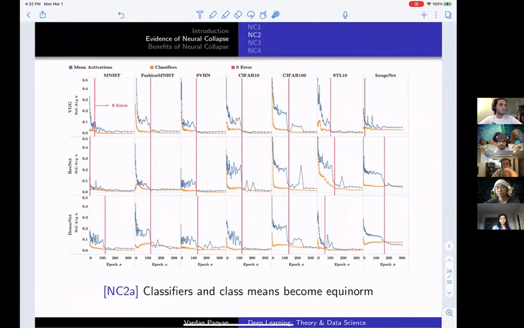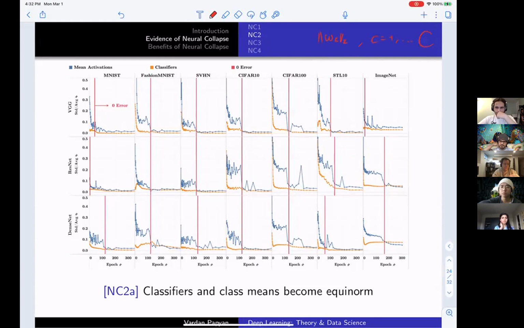So the next plot has a very similar structure, except that it's showing something else on the y-axis. So here you have on the y-axis a standard deviation over the average of the norms of the classifiers or the means. So what does this mean? Imagine you take all of the classifiers, and for each one, you compute its L2 norm, right? So you get L2 norm of WC, where C goes from 1 to capital C, right?